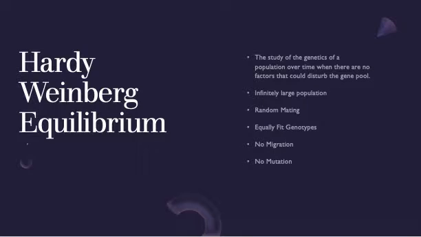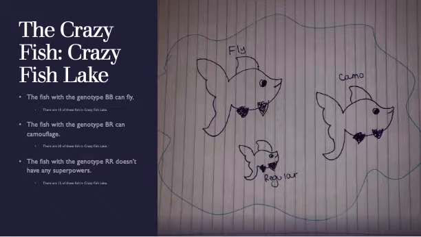For example, there is a species of fish called the crazy fish, and it lives in Crazy Fish Lake. There are 3 different kinds of crazy fish in Crazy Fish Lake. There are 10 flying fish with the BB allele, 20 camouflage fish with the BR allele, and 15 regular fish with the RR allele, and there are 45 fish total.